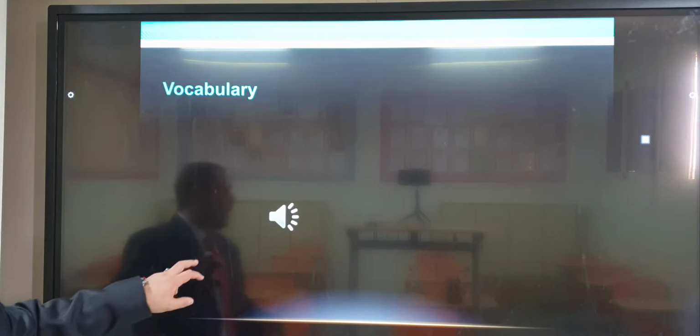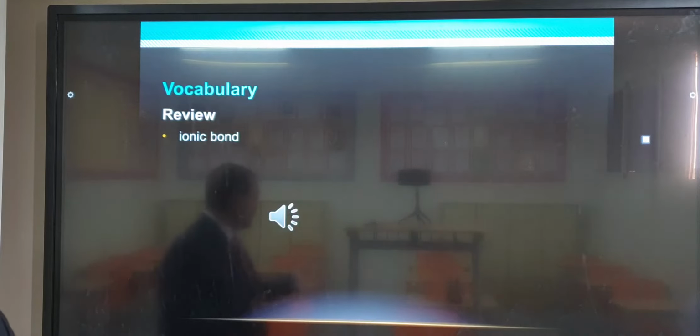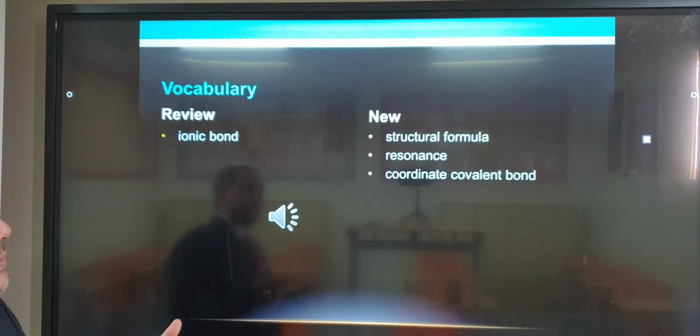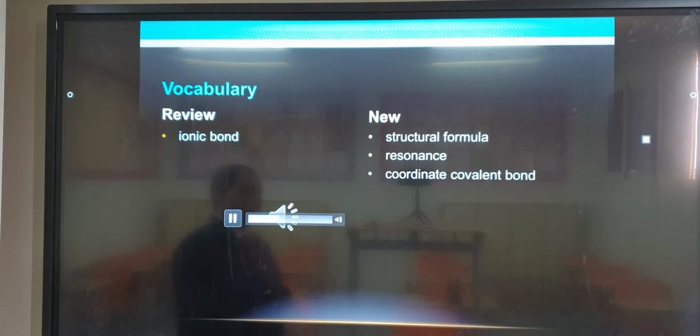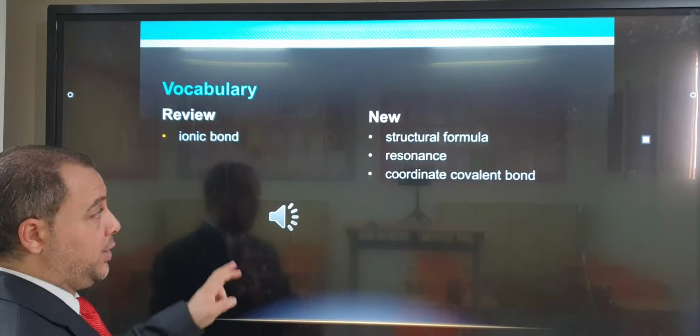After that, the vocab. The ionic bond we studied before, but the new ones in this lesson are: structural formula, resonance, coordinate covalent bond. This is the vocab that we are going to study.